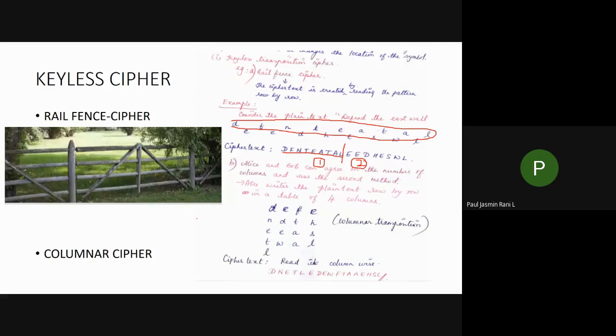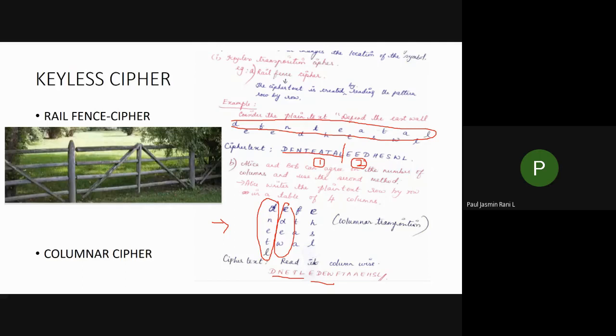This example is for your column wise. Column wise means you have to write it like this: D E F E N D. Next, you take this as your first column, DNETL. You have to write this. Next you go to your second column, then write this one, and you have to repeat this procedure. This happens in your rail fence cipher.